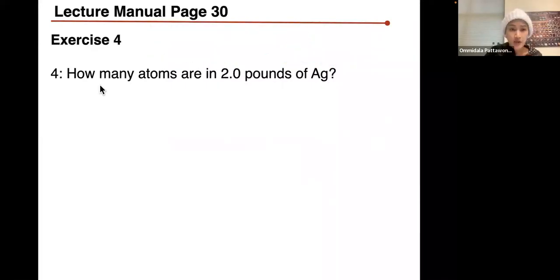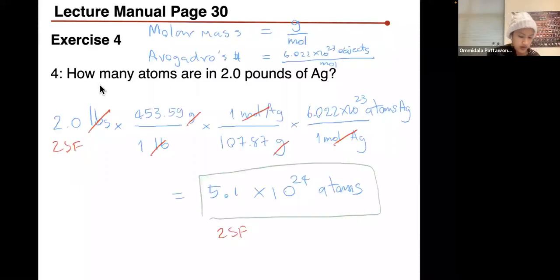All right, now let's check your answer together. This is what I have here. Pretty much you are going to convert from pounds to grams first, because you need to use the molar mass, which is in grams, and then use the molar mass of silver, which can be found from the periodic table.